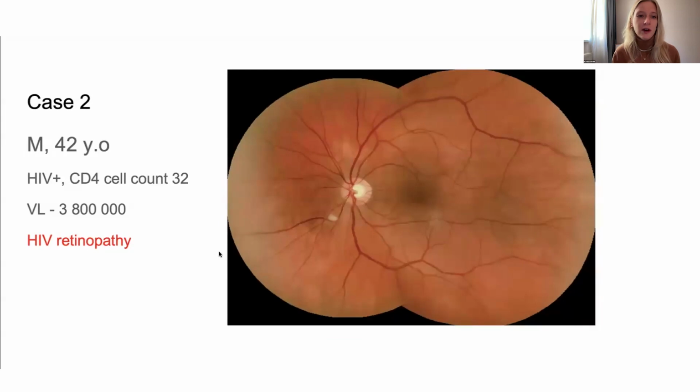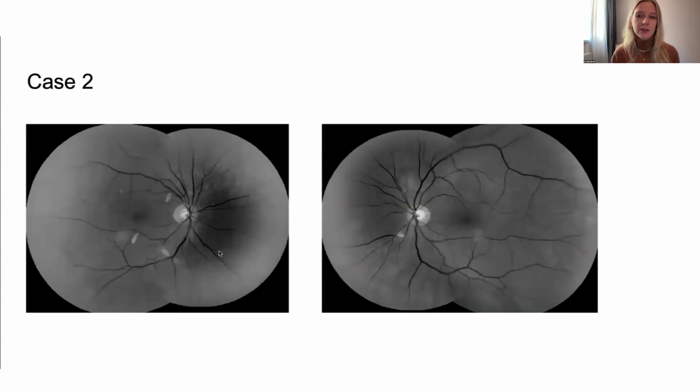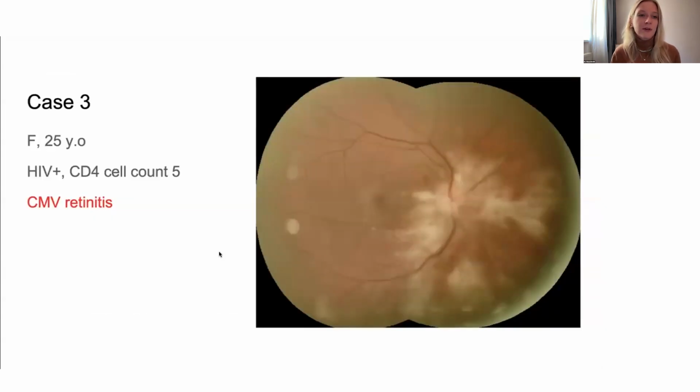And also you can see on the other eye the small cotton wool spot near the optic disc. And also you can see the infrared images of the same patient, and you can appreciate the small ischemic lesions there. And the third case is a female, 25 years old, also HIV positive with very low CD4 count, and she has retinal whitening with hemorrhages, again with a satellite lesion, with a clearance in the center of this lesion, and it's also characteristic for CMV retinitis.